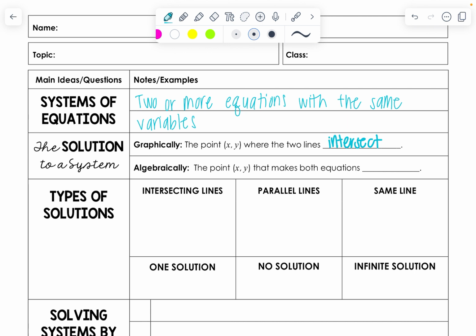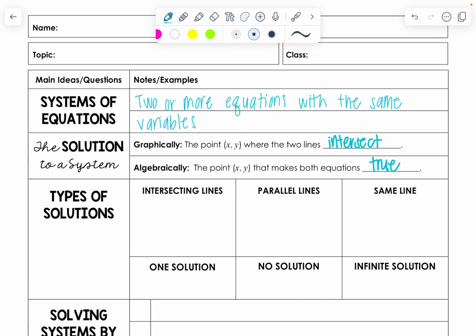Algebraically, which we'll explore in later lessons, the solution of the system is the point (x, y) that makes both equations true. So we're shifting gears back to equations. We spent some time talking about inequalities, but now we're talking about equations. There are three types of solutions based on the types of lines that you're going to be graphing.